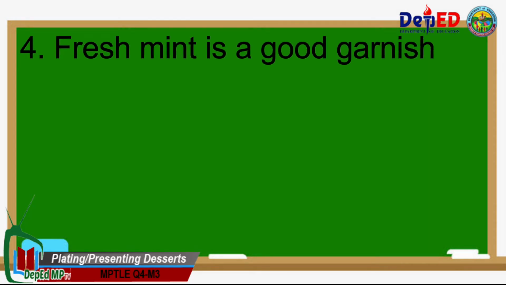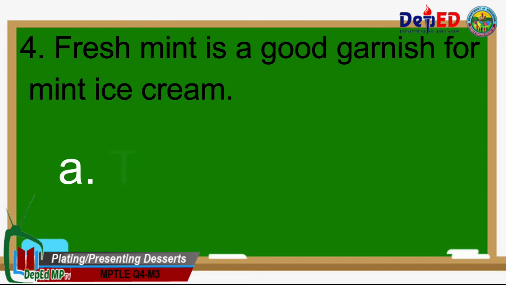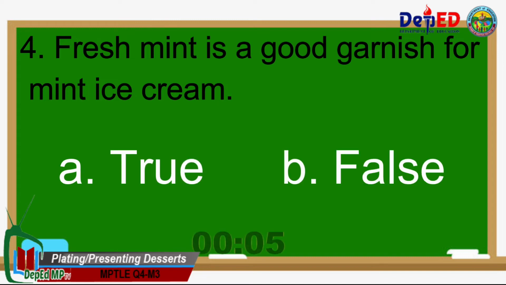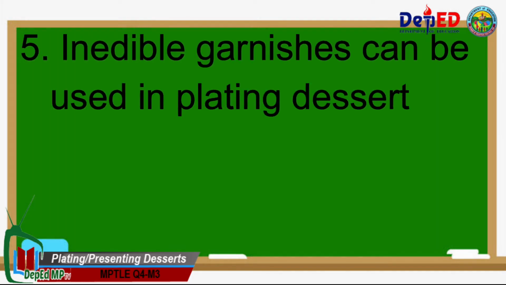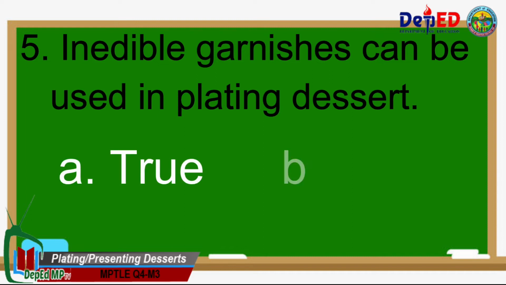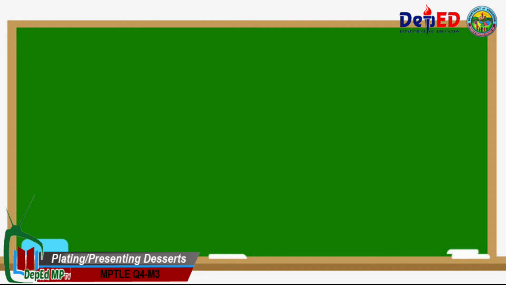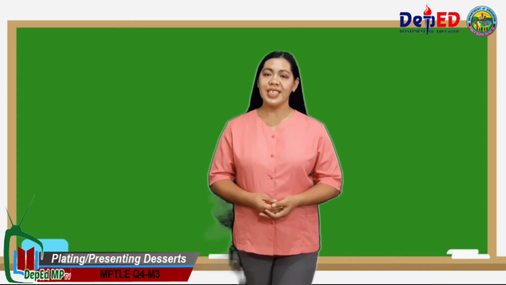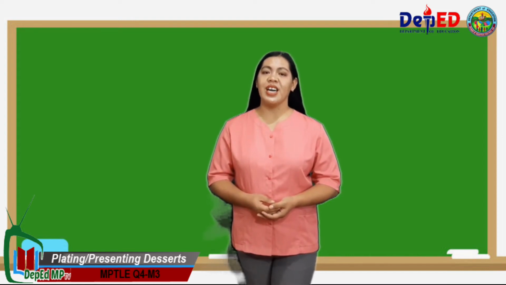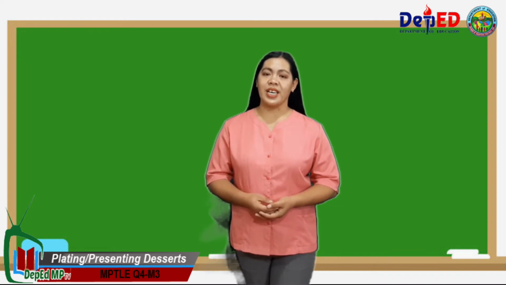Number 4. Fresh mint is a good garnish for mint ice cream. The correct answer is true. Number 5. Inedible garnishes can be used in plating dessert. The correct answer is false. Excellent if you've got all the correct answers. If not, don't worry, you may review the activities again.